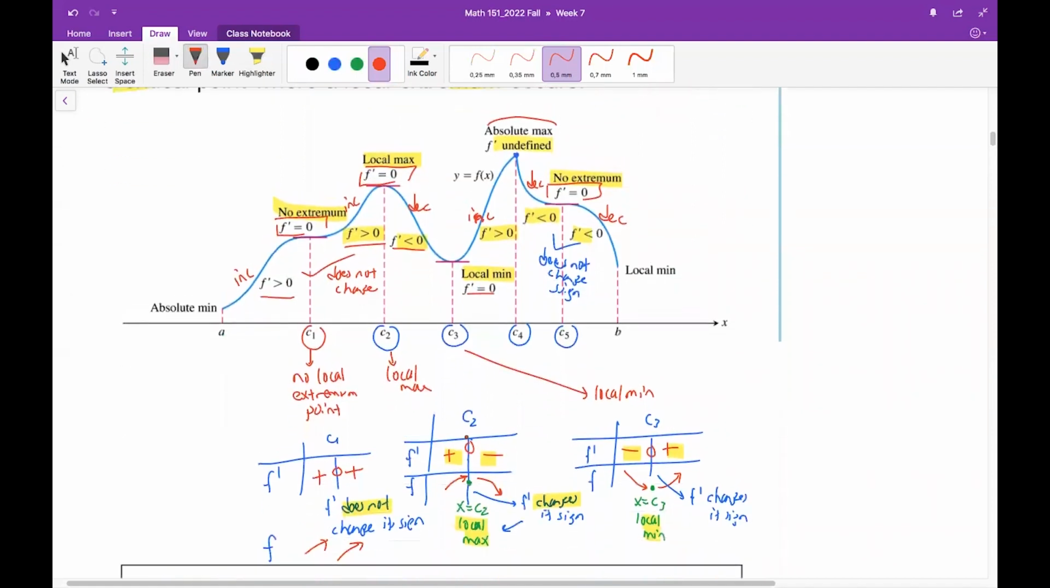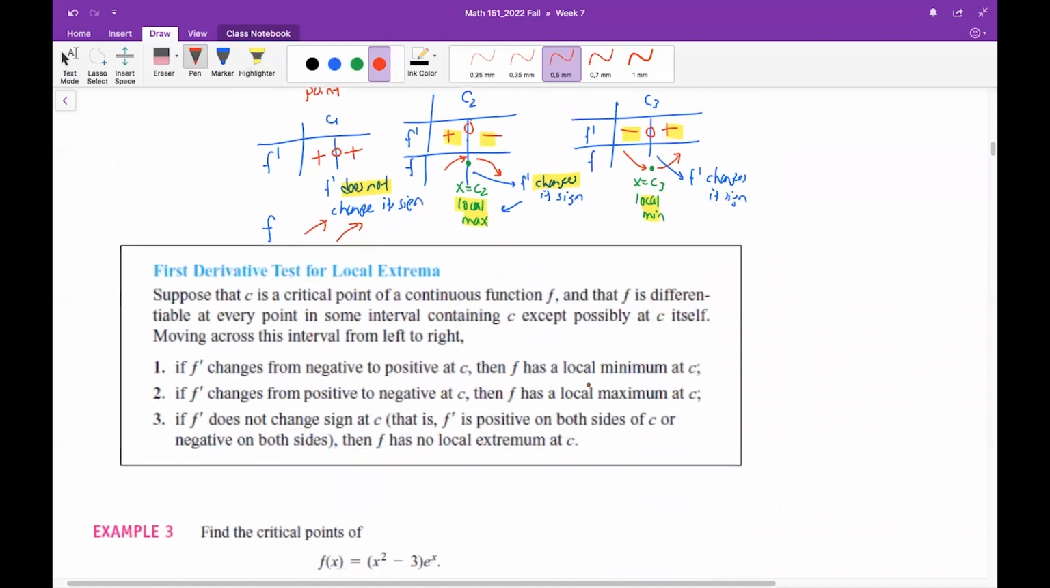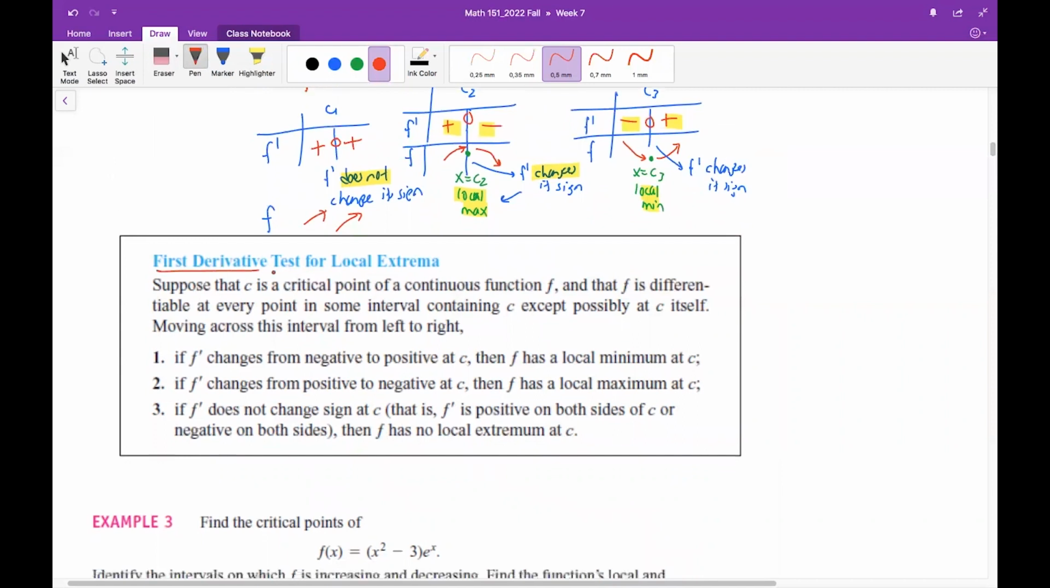Okay, let's move on. The phenomena that I explained here in terms of the first derivative, so if it changes sign, you have a local max or min. This tool is called the first derivative test, okay?